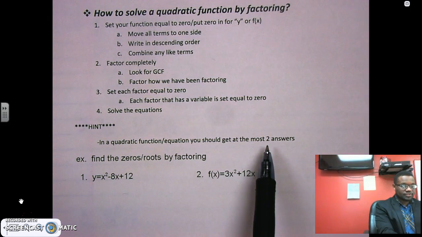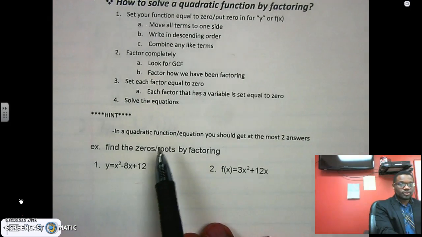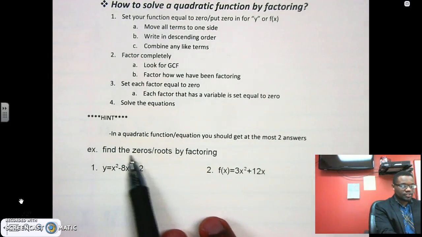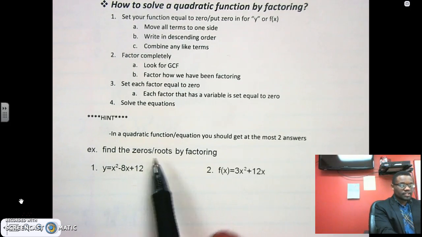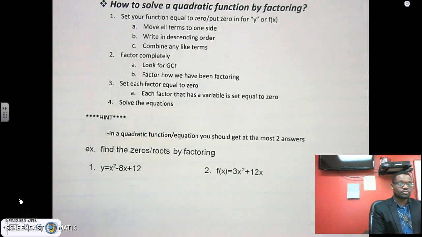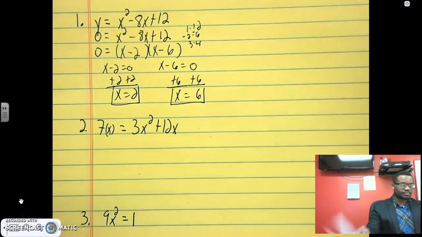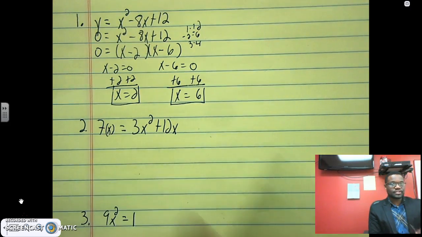most 2 answers. Also notice that my instructions say find the zeros or roots. Solving, finding the zeros, or finding the roots all mean the same thing. These words will come up several times over the next few weeks or months. Zeros, roots, and solving a quadratic or solving an equation are really talking about the same thing. So if I use those interchangeably, you'll understand why. So there are my 2 answers there.